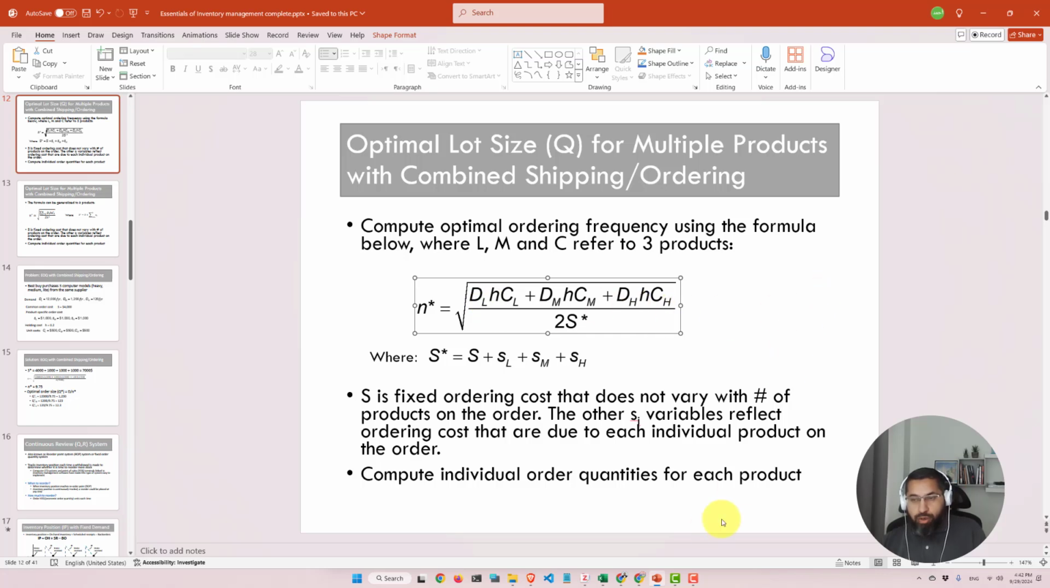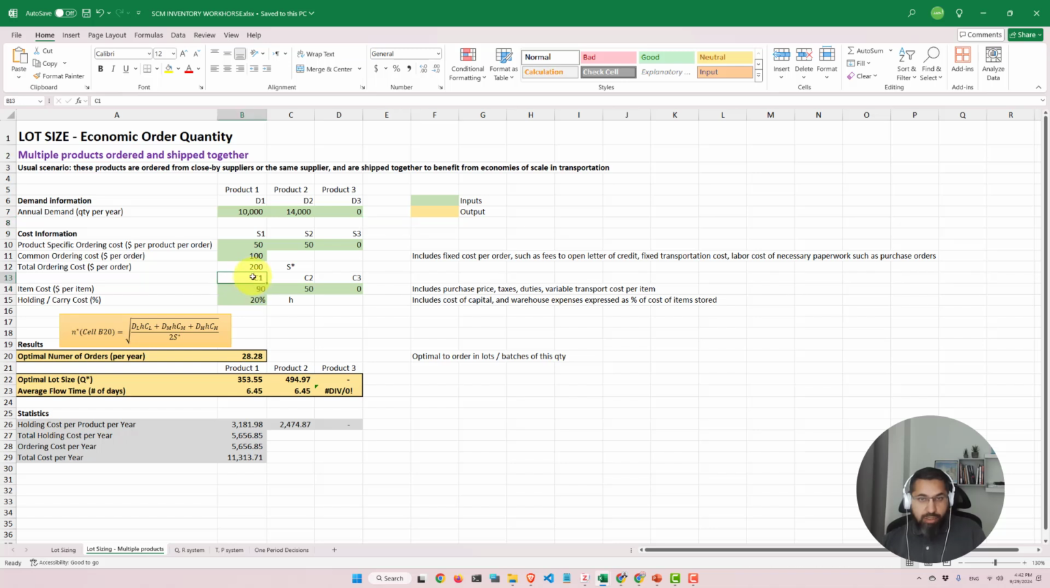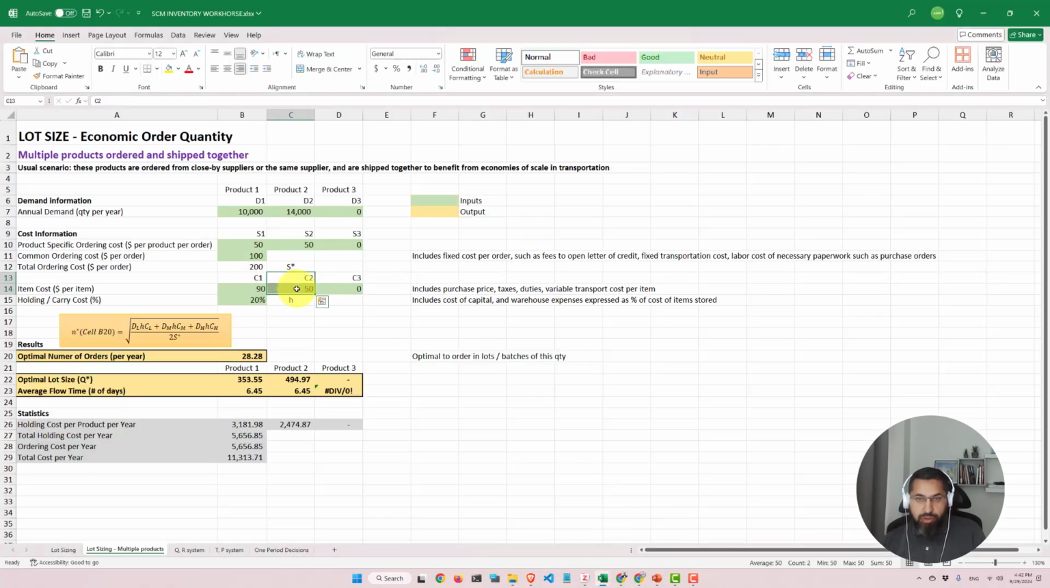Okay. So in the question, we have premium tires cost $90. If you go to your SCM workhorse, C1, this is for premium tires, you put in $90 right here. This already has the data from the question because when I made this sheet, I tested it with this question. So I think a lot of the data is already from the question we're doing. But anyway, under cost 1 for the first one, you put $90. Discount tires cost 50, so you can go back here. Under C2, you'll put 50.